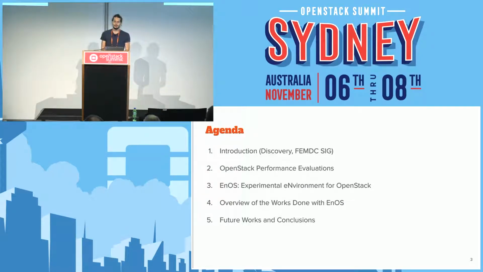So this is the agenda of the talk. I'm going to first give an introduction of the Discovery project and our implication in the FEMDC SIG in order to understand the context that motivated us to develop EnOS. Then I will present an overview of performance evaluation to fully understand what are the challenges addressed by EnOS. And we'll see in the third part the presentation of the framework and how it solves these challenges. I will then illustrate some EnOS use cases before the conclusion.